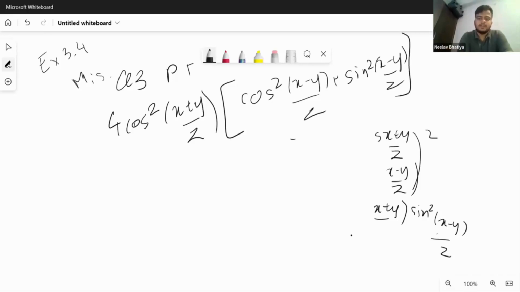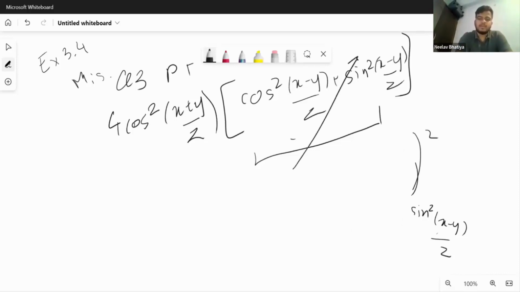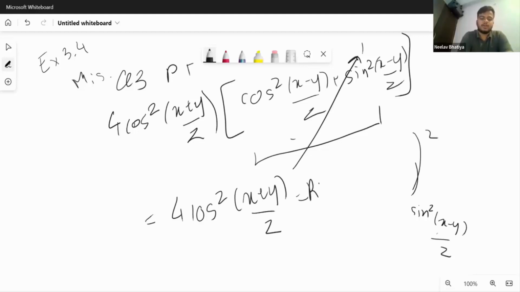This term right here is an identity. Cos square theta plus sin square theta equals 1. So this can be written as 1. And so the LHS term that we get is 4 cos square x plus y by 2. That is equal to our RHS as well. And hence the question is proved.